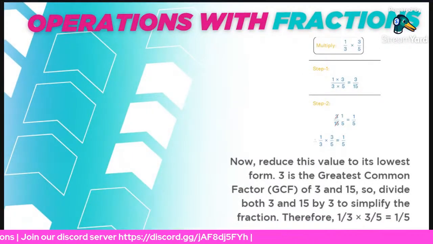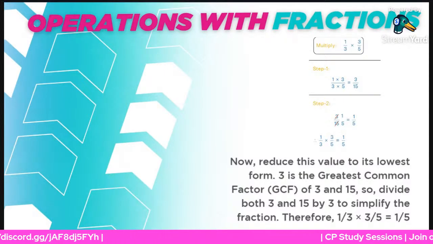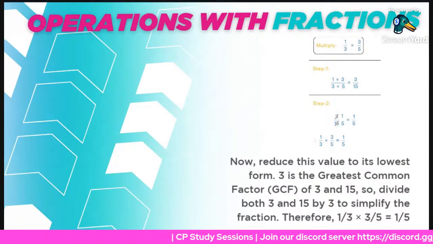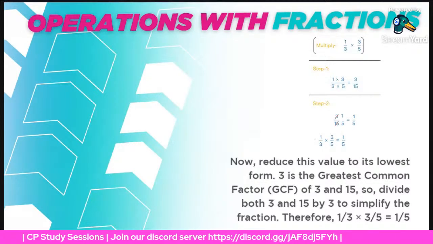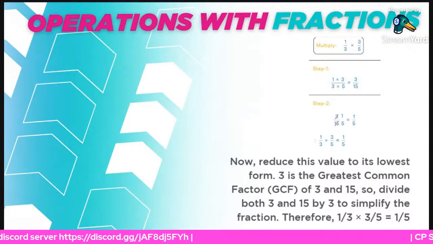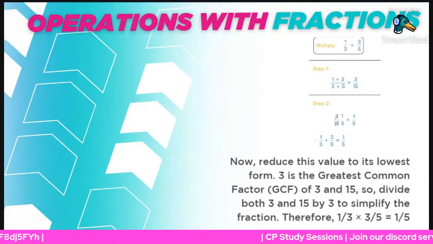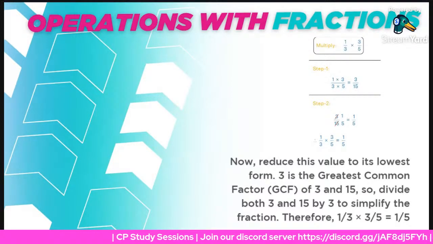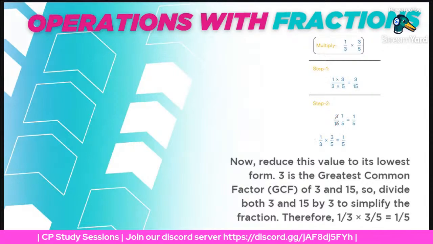Okay, so in here, nakikita natin ang process on how to do this. So now reduce this value to its lowest form. So 3 is the greatest common factor of 3 and 15. So divide both 3 and 15 by 3 to simplify the fraction. Therefore, 1 over 3 times 3 over 5 is equal to 1 over 5. So good job, guys.